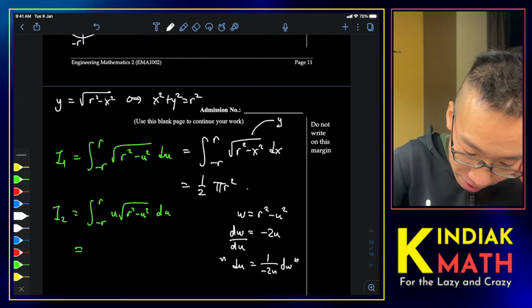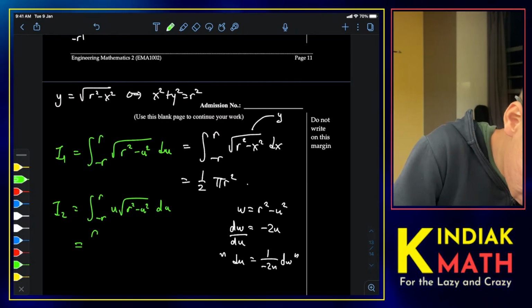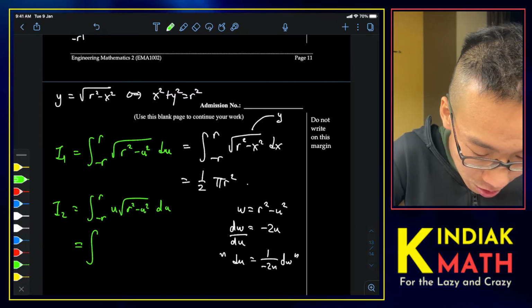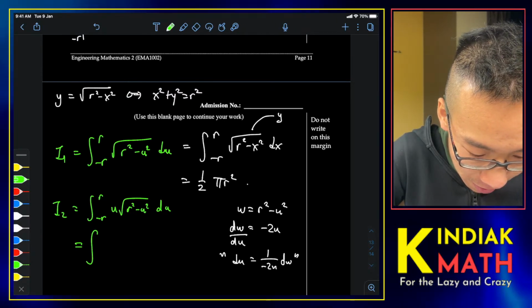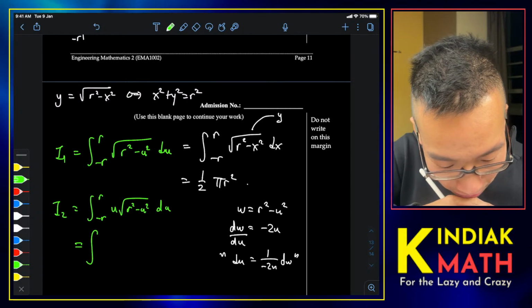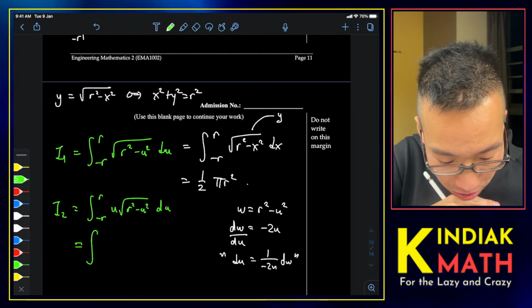Now, for this one over here, the du, we're going to replace that. And I'm going to just very quickly replace the limits as well. You should get... It's kind of awkward and embarrassing. I noticed that the limits look a bit strange.